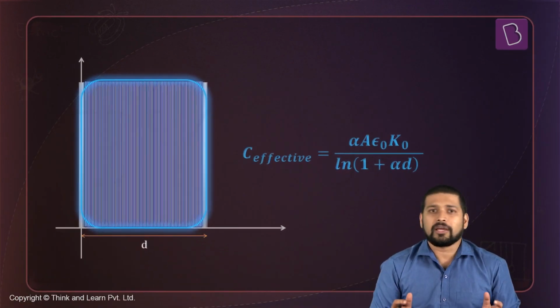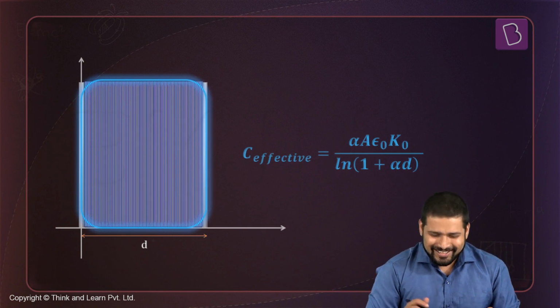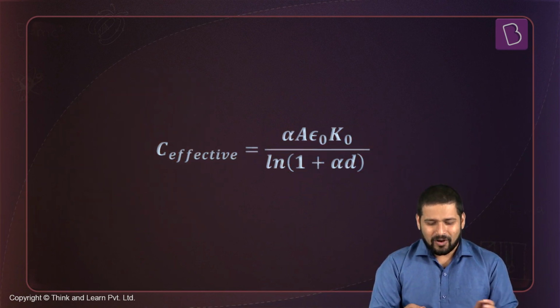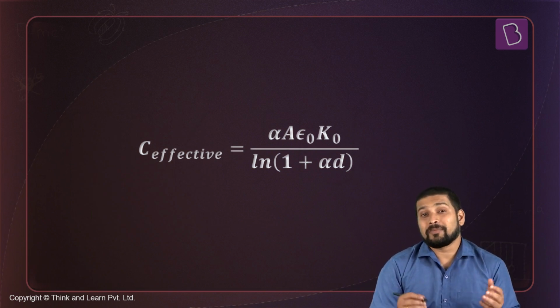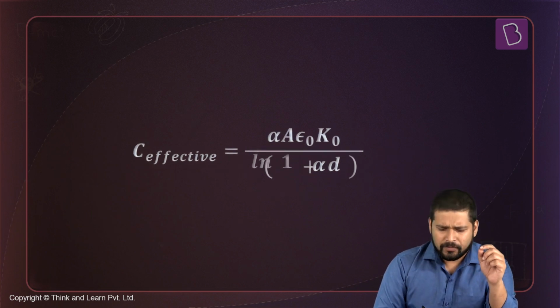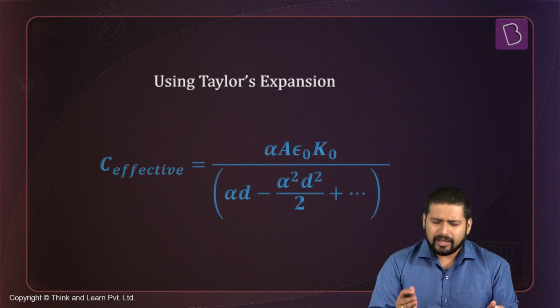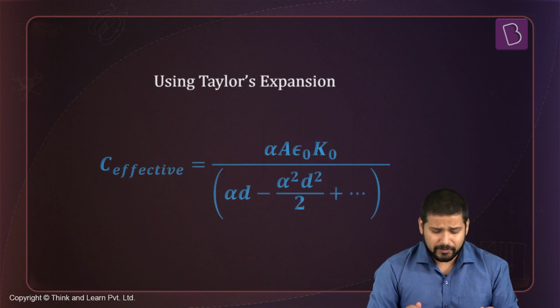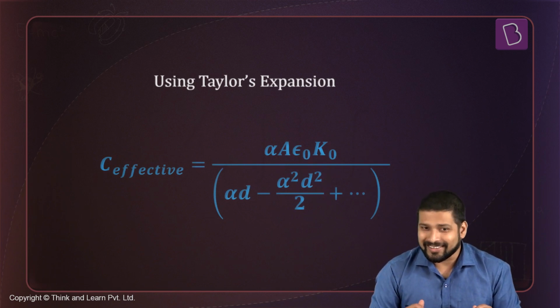At this point you might think, okay, I have arrived at the answer, but wait, you are not done yet. So now this term of ln(1 + alpha d) has to be changed by using Taylor's theorem. So I use the Taylor's expansion, and you get terms like alpha d minus alpha squared d squared by 2 and so on, the higher order terms as such. And in the numerator you have got alpha a epsilon naught k naught, right?